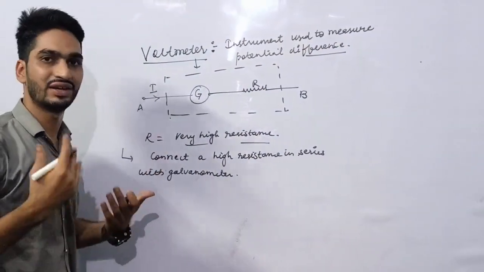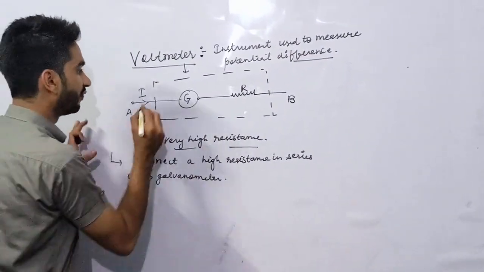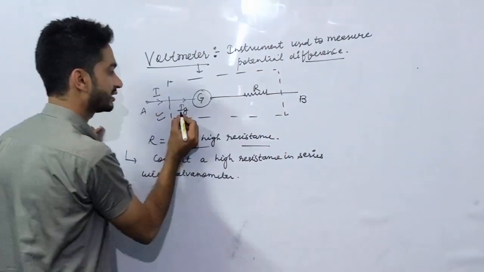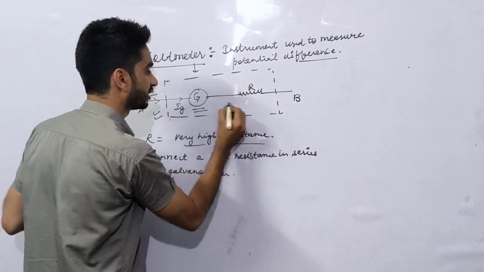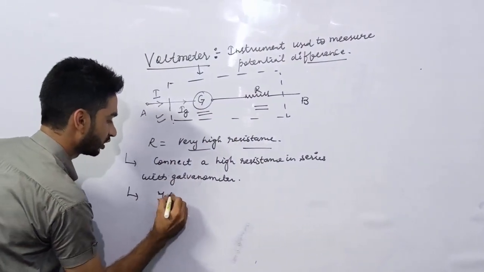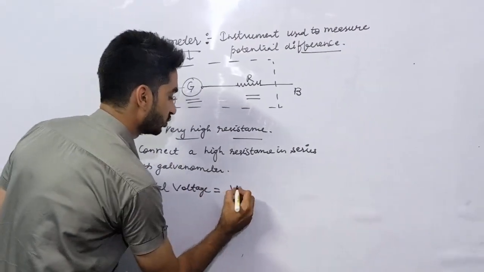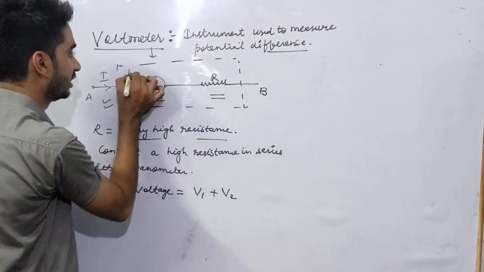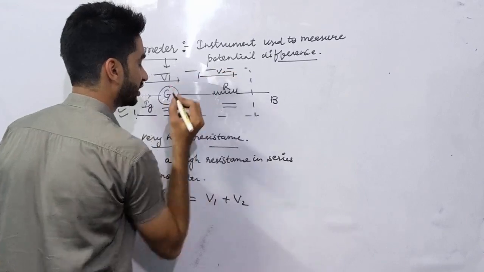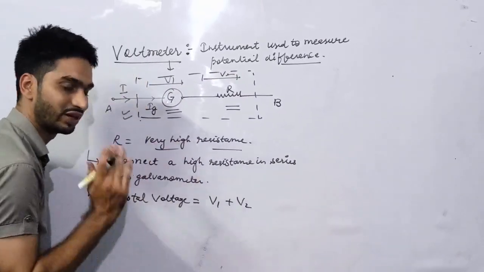Now we have to calculate the range once again. For that, we will consider this particular circuit diagram. The current, let us say, is Ig, and this Ig current will flow the same in the galvanometer as well as through this high resistance. So the total potential difference will be V1 plus V2. Let us say the potential difference across the galvanometer is V1 and across this R is V2. So the total voltage V equals V1 plus V2.